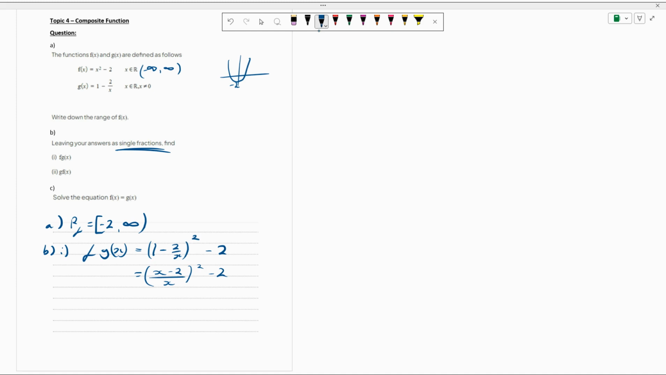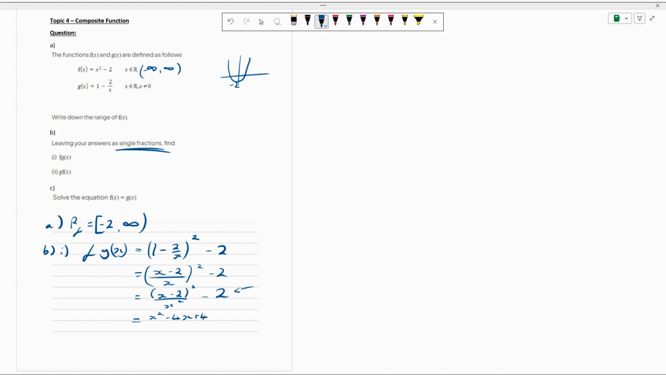Now, I'm going to square the top and bottom. If I square the top, I get (x minus 2) squared all over x squared. I've got minus 2. Now I'm going to use the same rule again. This would be the same as me timesing the top and bottom by x squared. So I'm also going to expand this double bracket. So I've got x squared minus 4x plus 4. Let me expand that double bracket.